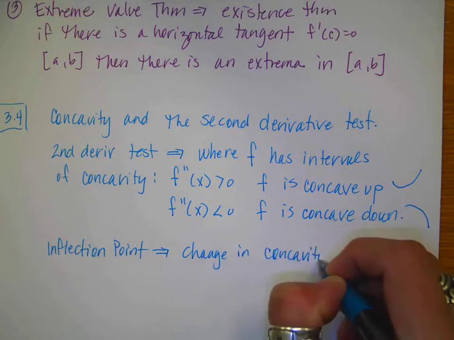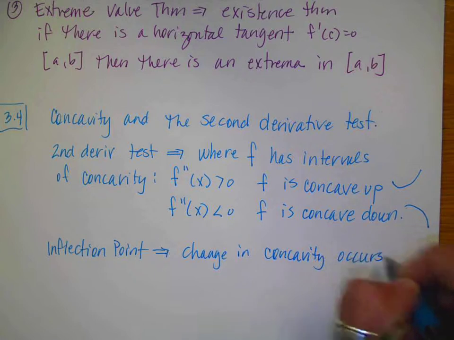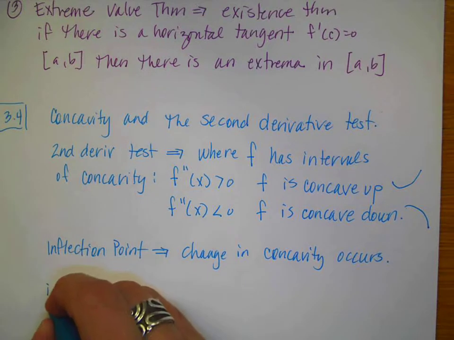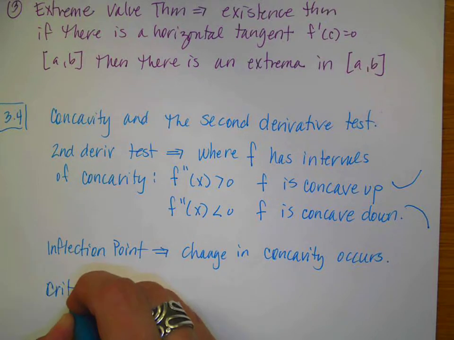And this is where a change in concavity occurs, right? So wherever the original function changes concavity, that is called an inflection point. A couple of other things to remember, just because this shows up every once in a while.